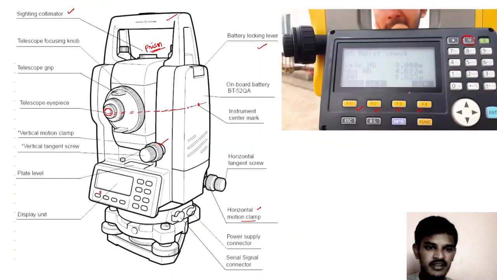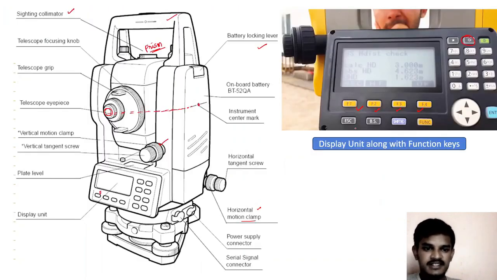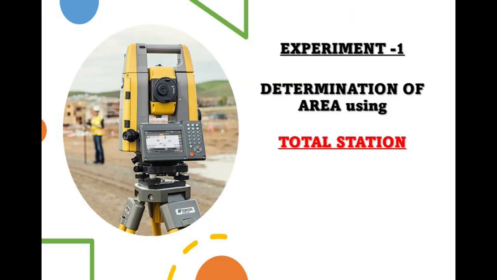And we'll have different functions here. We'll also have numbers in order to insert the coordinates. So this is the display unit along with the function keys. Each instrument will have a different pattern of this. We'll also have the manual for whatever instrument we are using, so we need to follow the manual and check accordingly.